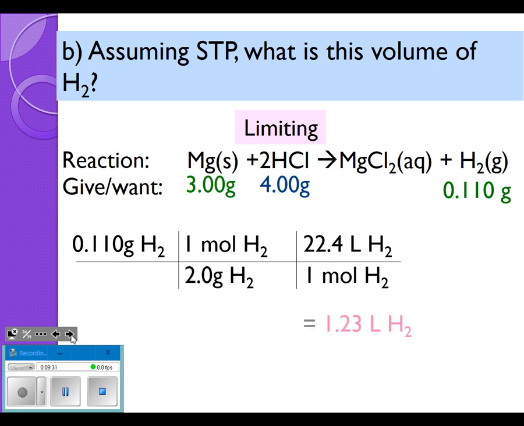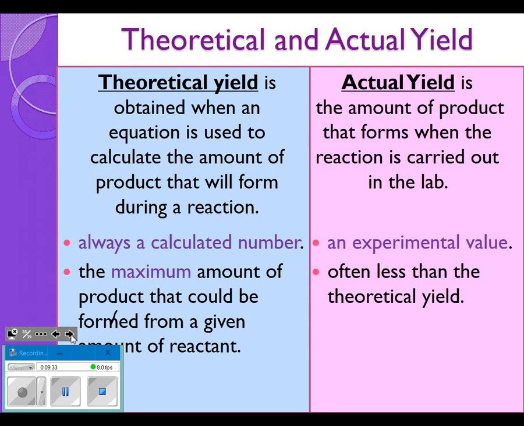Okay? All right. Now we also have one other topic that gets covered in this, and that's percent yield. Theoretical yield is the amount that should actually be formed. If you do that calculation on paper, how much would get made? It's always the maximum amount of product that could be formed from a given amount of reactants. Whereas an actual yield is the amount of product that really forms when you do the lab. It's considered your experimental value.